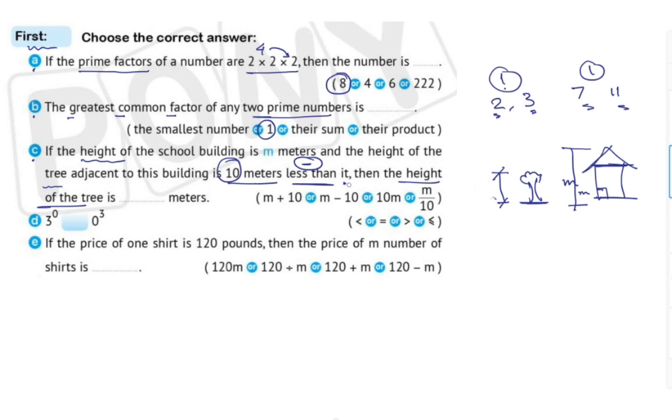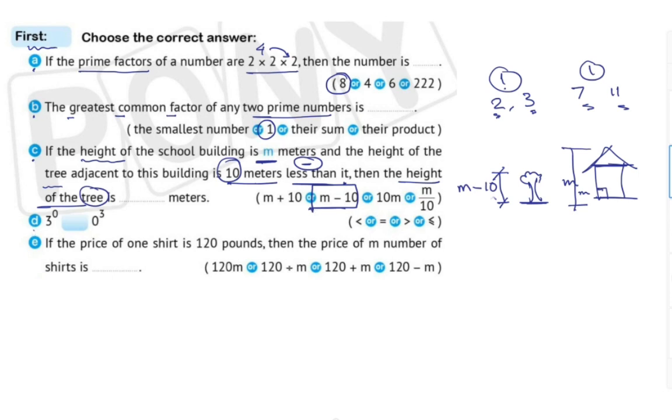Again, the height of the tree compared to the building is 10 meters less than, that means subtract, less than it, it is the height of the building. So the height of the tree is the height of the house m minus 10. m minus 10 is the height of the tree, because the height of the tree is less than the height of the building by 10. So I will choose m minus 10. This is the height of the tree.